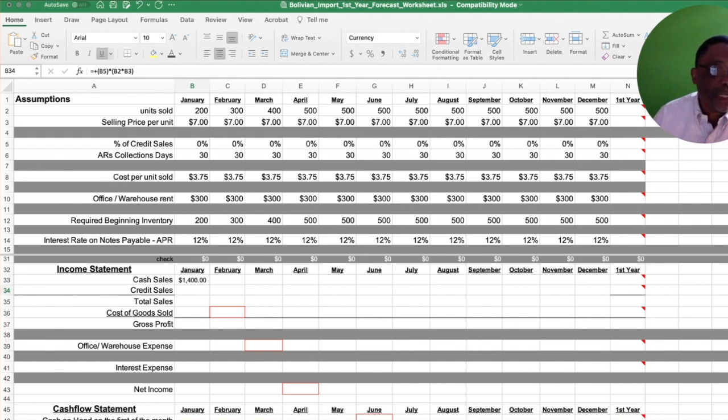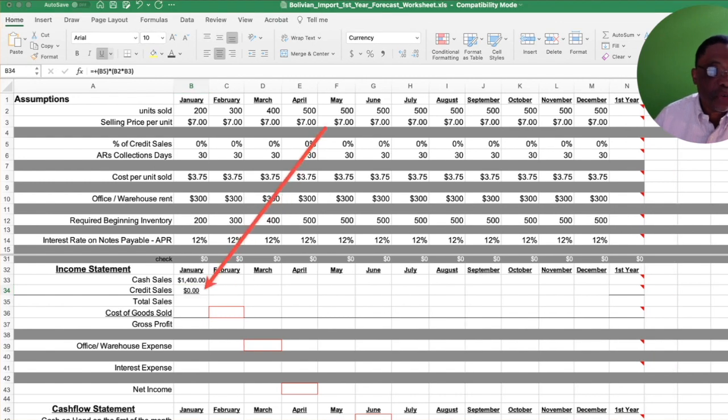Now the formula in cell B34 is B5 times B2 times B3. Now we know B2 times B3 gives us total sales. That's 200 times 7, so that's $1,400. And we multiply that by B5, and B5 is the percentage of credit sales in January. Now we've set this to 0, so 0 times anything is going to be 0. Let's populate that cell. So now we see that the credit sales for the month of January are 0.